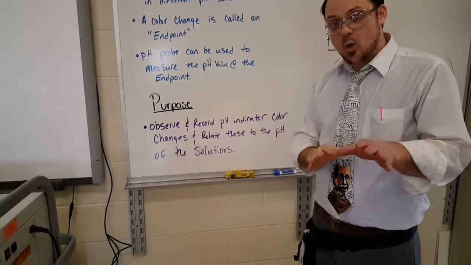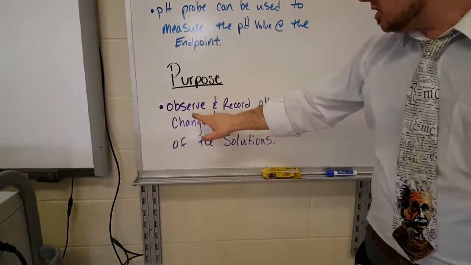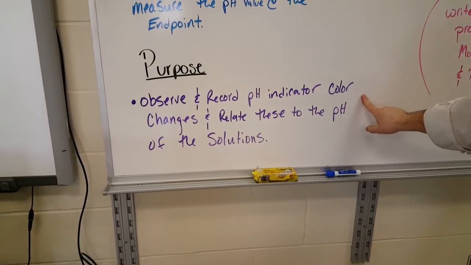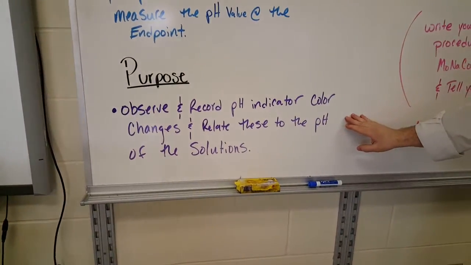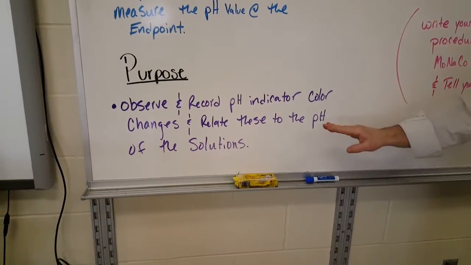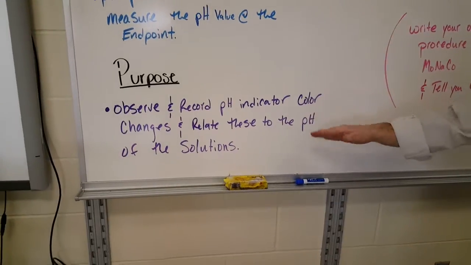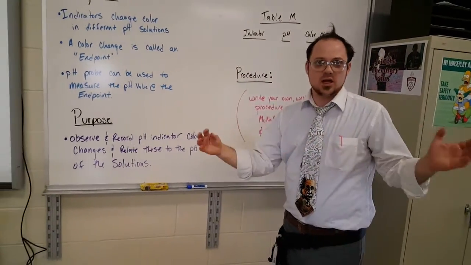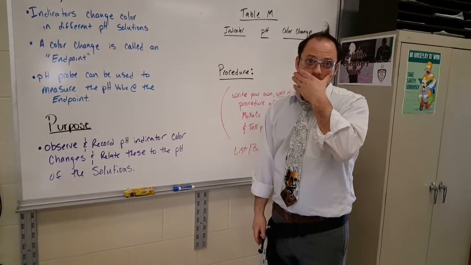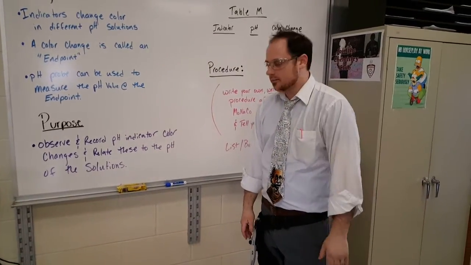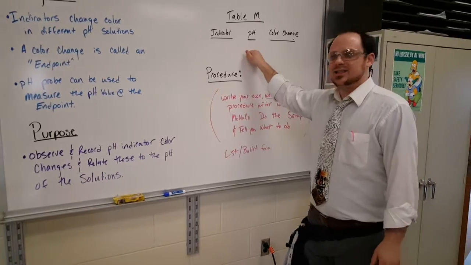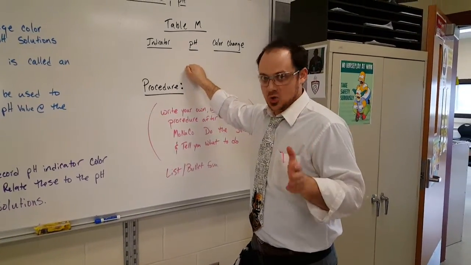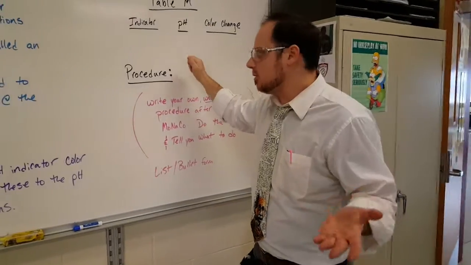So the purpose that I want you to see is how the pH indicator colors change and relate these to the pH of the solution. So we're going to test the pH after we've reached the endpoint and just see where you fall on the pH scale, really just to verify that we went past the point. Because table M is not one of those reference tables that you might just naturally figure out how to use on the fly. You've got to be taught how to do it.